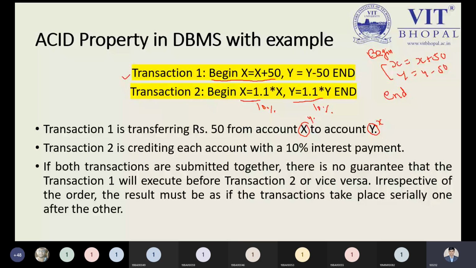So here we have two transactions, T1 and T2. Now read this point. If both transactions are submitted together, there is no guarantee that transaction T1 will execute before transaction T2 or vice versa. If you submit both to the machine, both transactions should be executed perfectly. But how can you say which transaction will execute first, because we have not given the sequence? This is my point, and I am coming to my point.